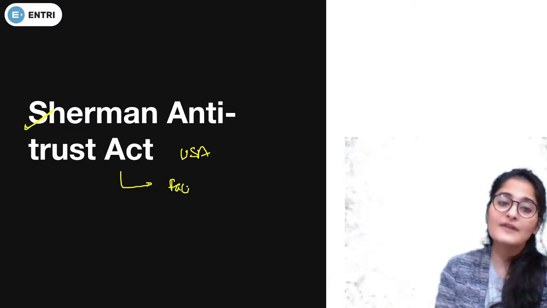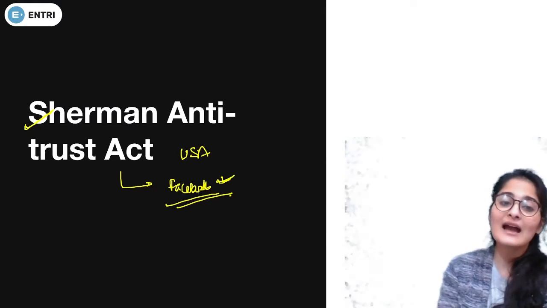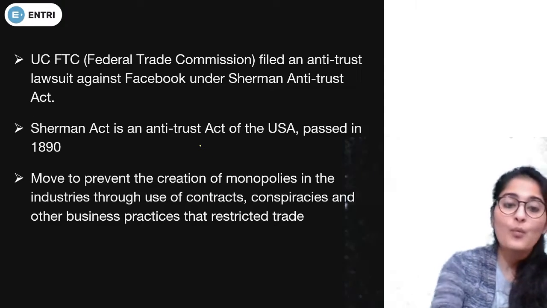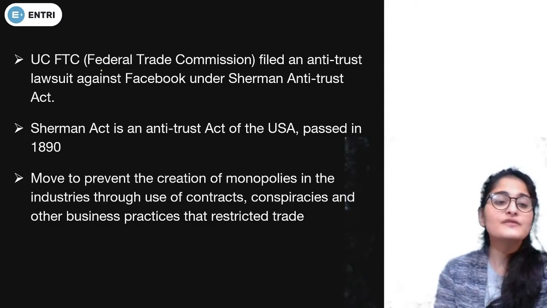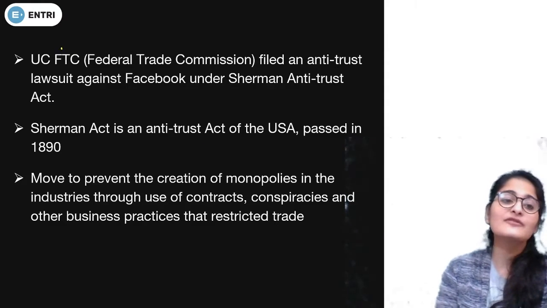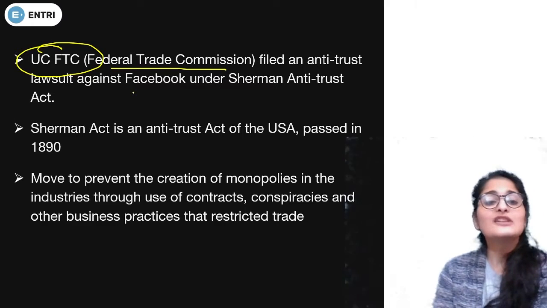Then we have the Sherman Antitrust Act. Now this act is of the United States of America, and under this a case has been registered against Facebook. Right, so a case has been registered against Facebook, and this act is of the United States of America. Why it has been registered and what this act is, we'll be looking at here.